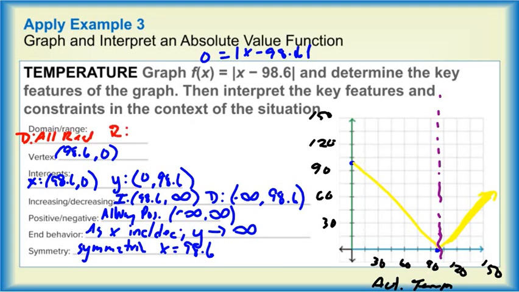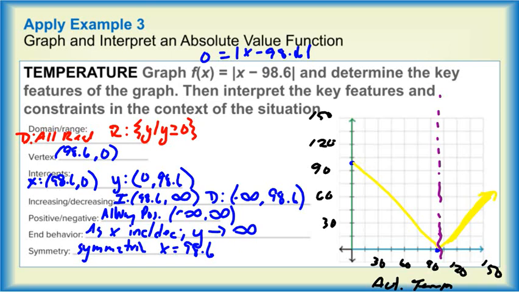And the range would be y such that y is greater than or equal to 0. But if we were to be more accurate with this, the domain couldn't be all real numbers, because you're not going to have negative temperatures. So technically, it's only a difference of a couple of degrees.